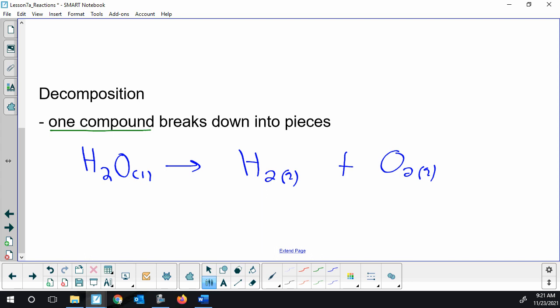Balancing this, 2 H's to 2 H's, that's okay. 1 O to 2 O's, that's not okay. So we need to get 2 oxygen on both sides. So I have to double my water to get 2 O's at the beginning. Now I have 2 pairs of H's, or 4, and I can get 2 pairs of hydrogen gas, or 4 H atoms in total, on the product side, and now this is balanced. So that's one example.